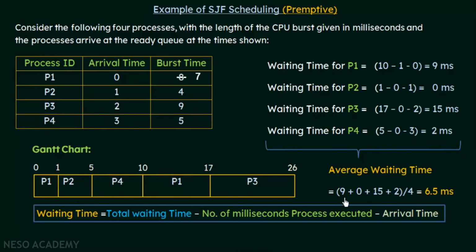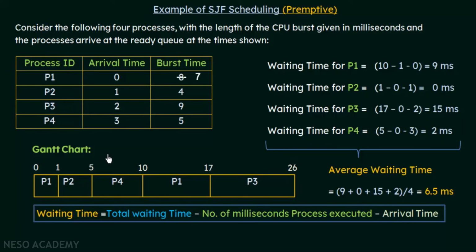Now if we calculate the average waiting time, 9 plus 0 plus 15 plus 2 divided by the number of processes, which is 4, gives us 6.5 milliseconds. So this is the average waiting time in case of a preemptive SJF scheduling algorithm. So we see that in SJF scheduling algorithm, when it is preemptive, who is getting the process first? The process that has the next smallest remaining CPU burst is the one to get the CPU next.